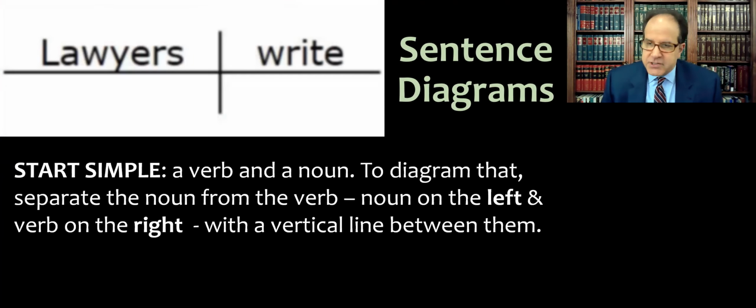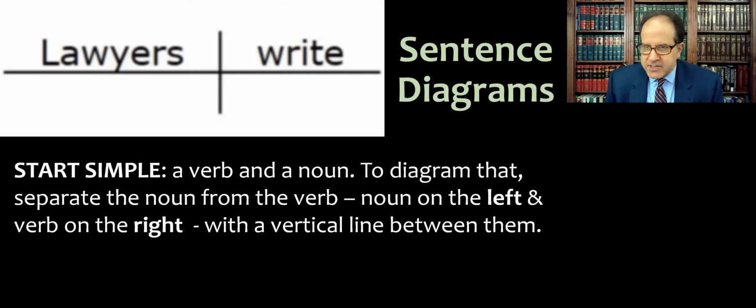The simplest sentence that we could have, probably, in English would be two words, a subject and a verb. You actually don't need any extra words for something like "lawyers write" or "cars drive," right? Or "losers weep" or something like that. And so we can start simple with your verb and your noun, and we're going to draw a horizontal line and a vertical line that crosses it.